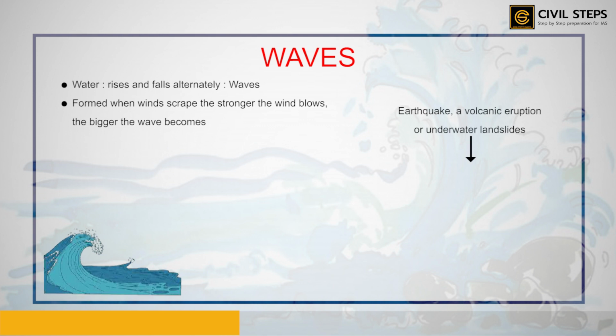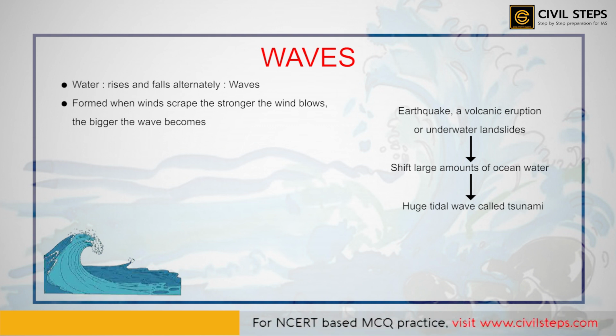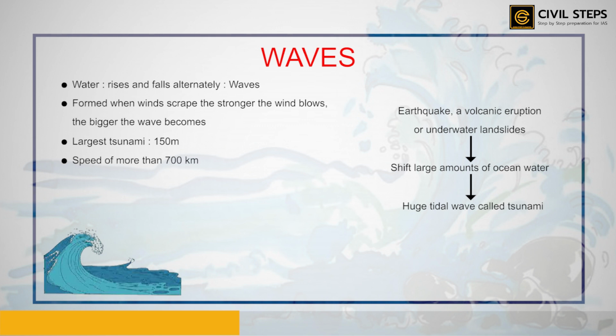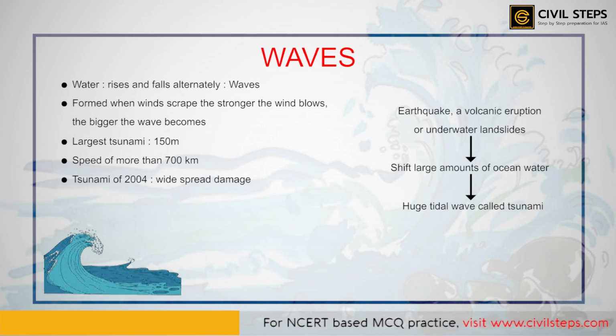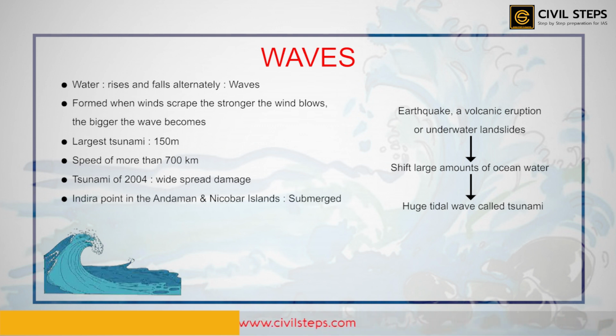An earthquake, a volcanic eruption or underwater landslides can also shift large amounts of ocean water. As a result, a huge tidal wave becomes a tsunami, which may be as high as 15 meters. The largest tsunami ever was 150 meters high. These waves travel at a speed of more than 700 kilometers per hour. The tsunami that hit in 2004 caused widespread damage in the coastal areas of India. Indira Point in the Andaman and Nicobar Islands also got submerged after the tsunami.